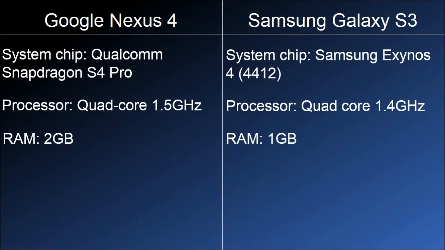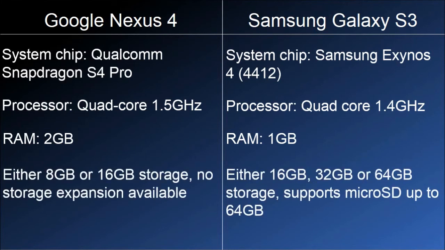Again, the Google Nexus 4 is beating the Samsung Galaxy S3 in terms of processing power, and now it has 2 gigs of RAM compared to the Samsung Galaxy S3's 1 gig of RAM. So, big upside, because I know the S3's RAM is particularly bad; it gets full very quick. So that's a good point for the Nexus 4.